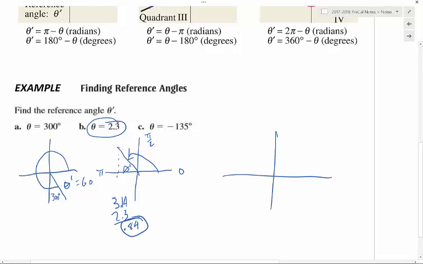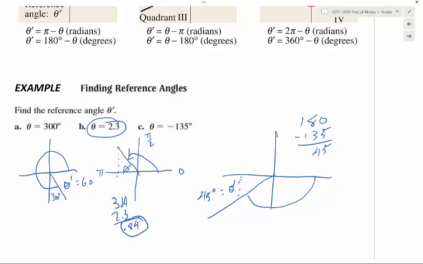Negative 135. Well, that's negative 90, and then negative 135. So theta prime will be 180 minus 135, which is 45. So my reference angle there would be 45 degrees, and that being the angle that is formed by the terminal side of the original angle and the horizontal axis.